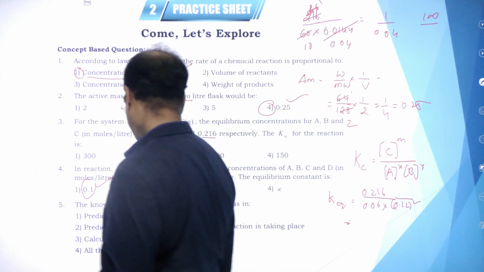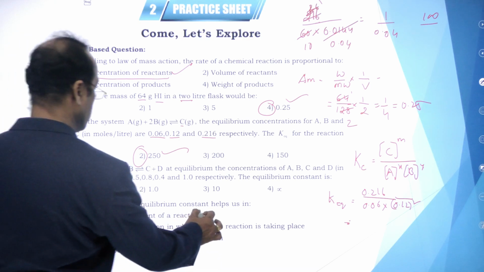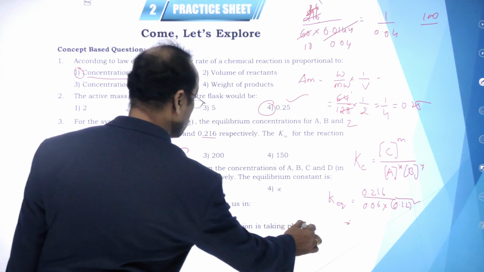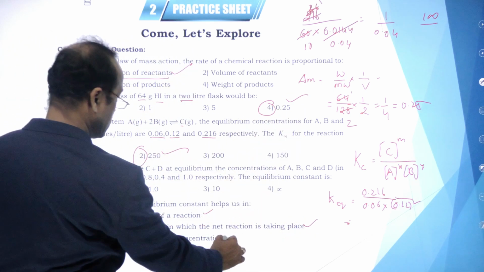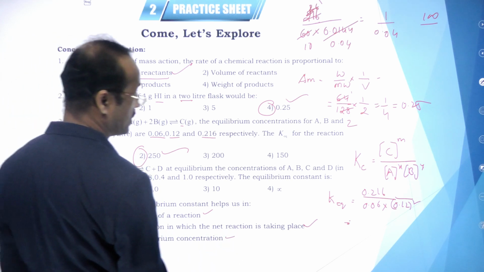The knowledge of the equilibrium constant helps us in predicting the extent of reaction, and predicting the direction, whether it's forward, this also we know. Calculating the equilibrium constant, we have calculated all these things. So all of the above is the right answer. The fourth option is the right answer, students.